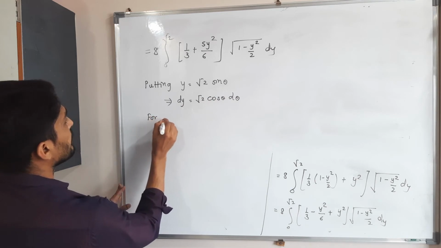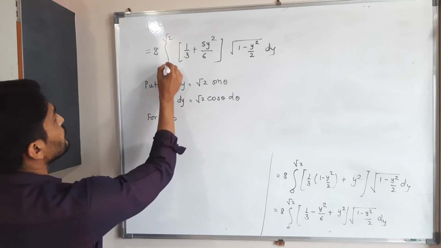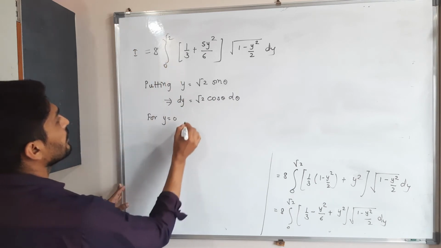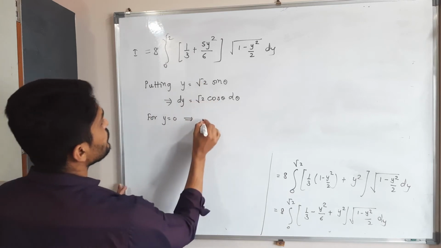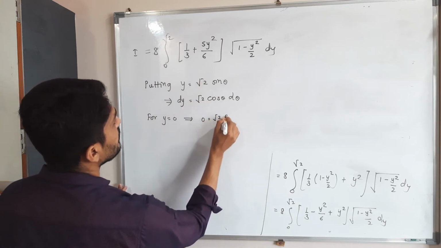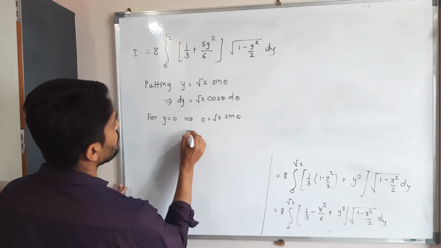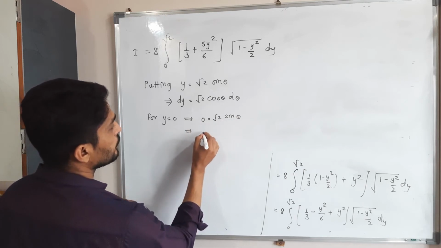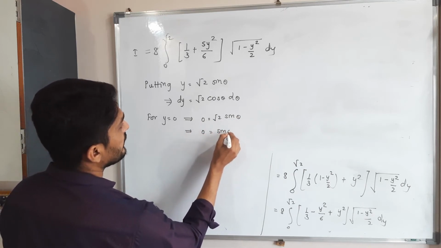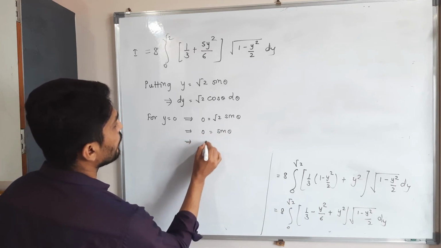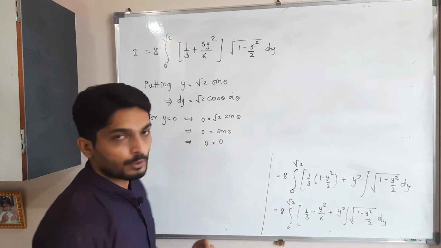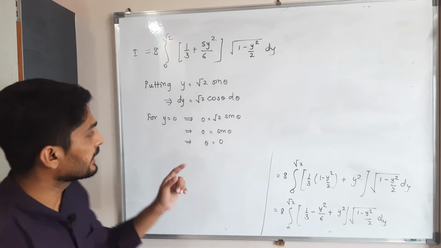Let us think about limits. For y is equal to 0, its lower limit is 0. So if you put y is equal to 0, 0 is equal to root 2 sine theta. I will divide both sides by root 2, so 0 is equal to sine theta. Tell me when sine will be 0. At theta is equal to 0, the sine will be 0. So the new lower limit of theta is 0.